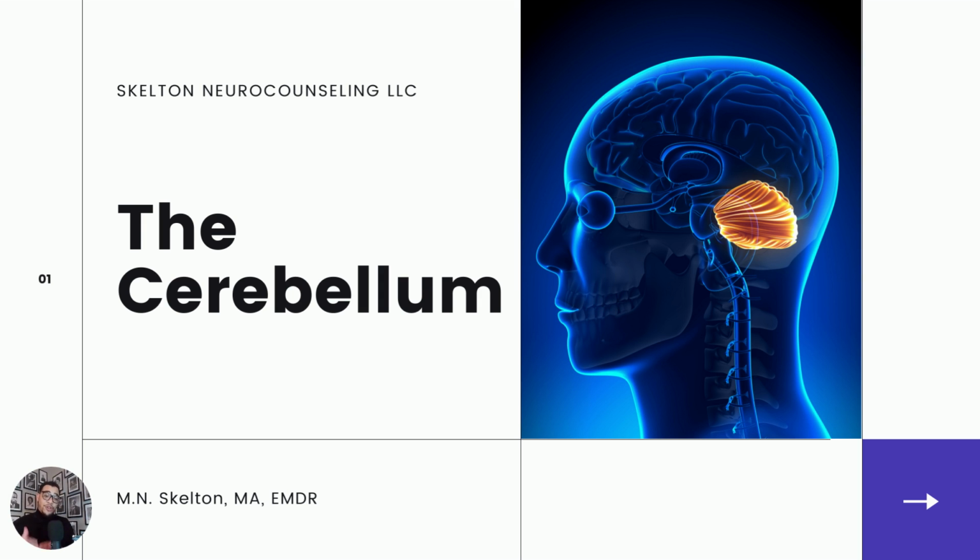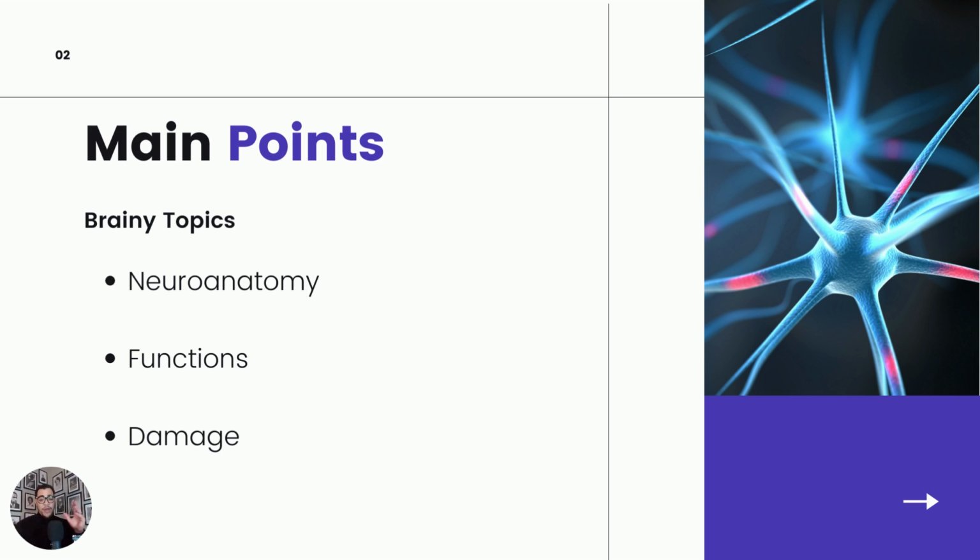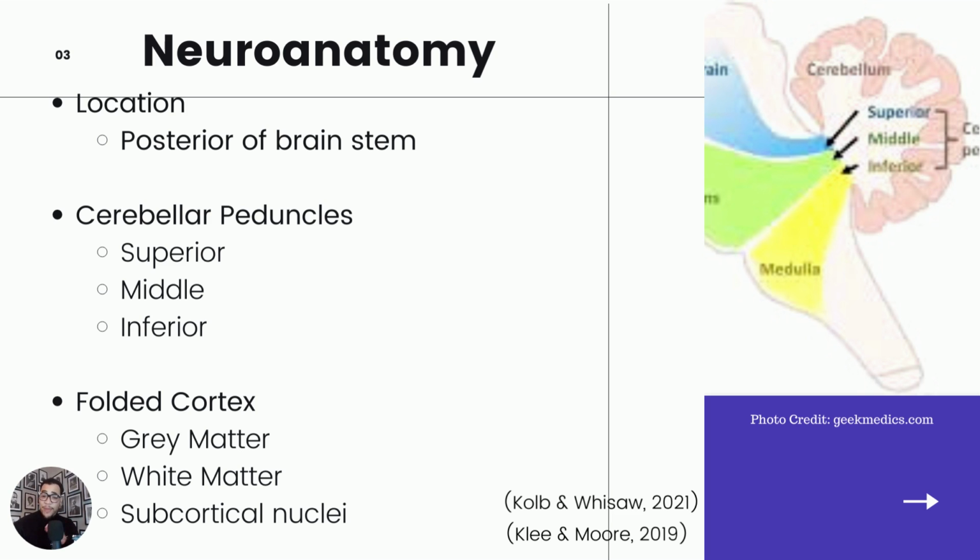Once again, the cerebellum is known as the little brain, and it has a lot to do with movement and cognitive functions. So what we'll look at today is the neuroanatomy, again, just a $50 word for brain structure and shape, the functions of the cerebellum, and what happens when it's damaged, God forbid. So let's break this thing down like a fraction, put it back together, beginning with the neuroanatomy.